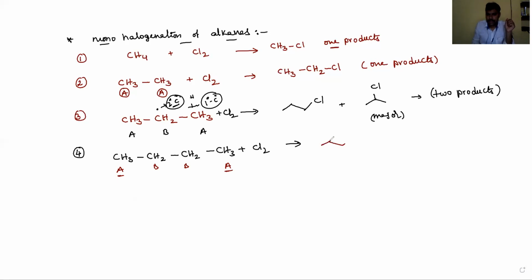That is 1-chlorobutane, and the second one is 2-chlorobutane. Okay, dear students, for n-butane the monohalogenated products possible are only 2.